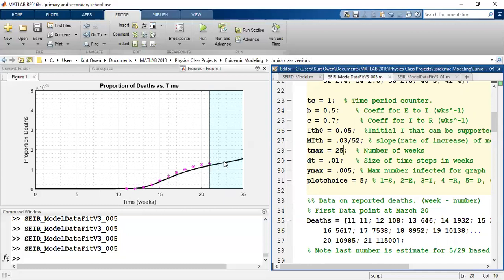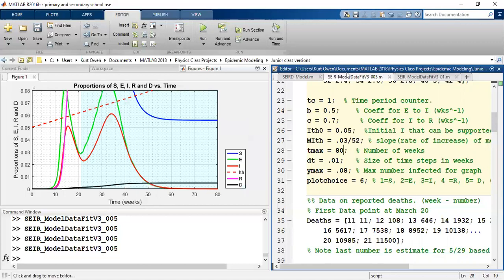Okay. So the second thing that you may notice, let me go back to plot choice 6, and let me make my maximum go back up to about 8%. All right, and let me map that out for 80 weeks. So the second thing you can see is this dashed red line, okay? And you can see in the legend that is ITH. So remember, that was our threshold infection rate, all right? Where if we go over that, we have basically broken the medical system.